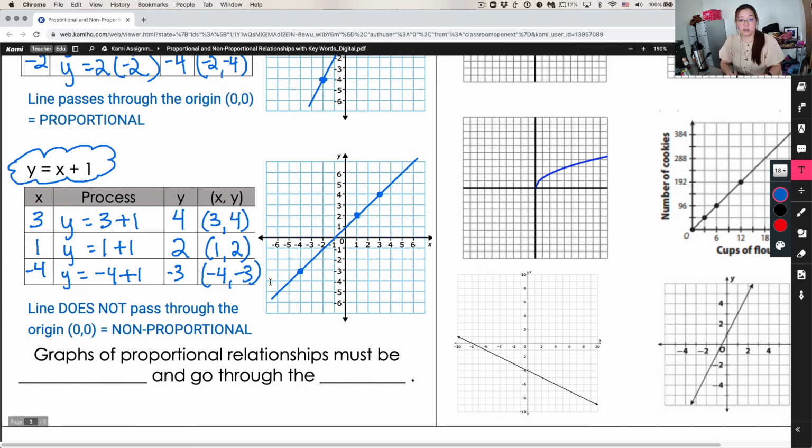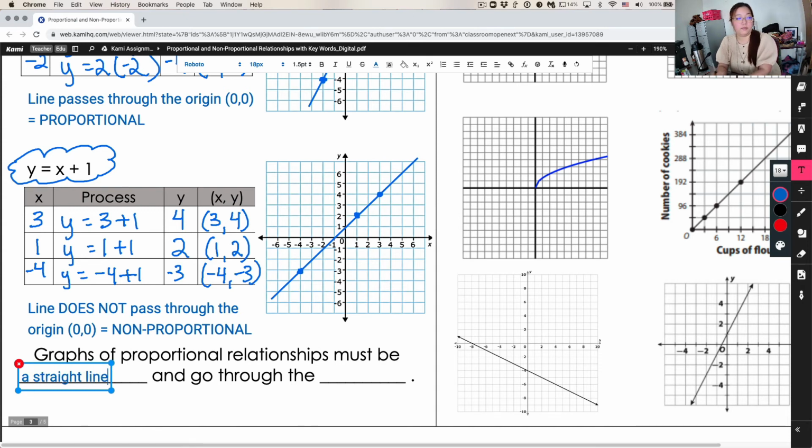The other thing that's very equally important is that for a line to be proportional, it has to be a straight line. So graphs of proportional relationships must be a straight line and go through the origin.